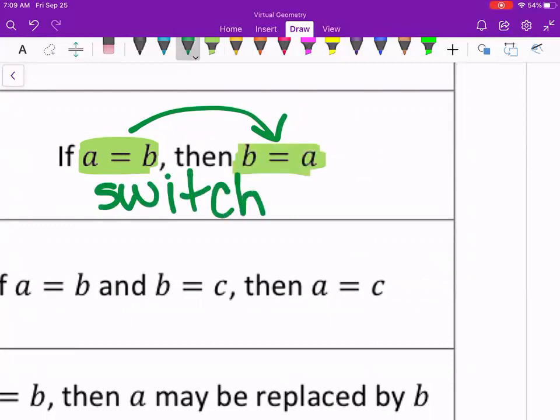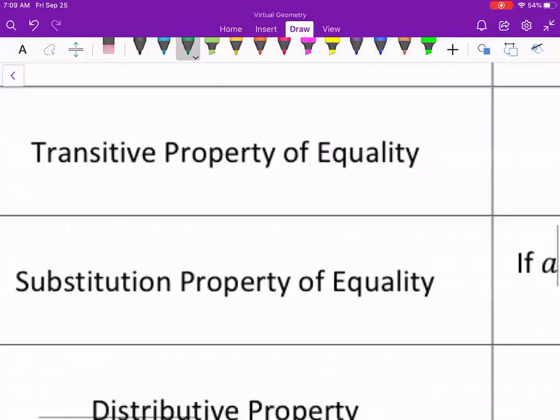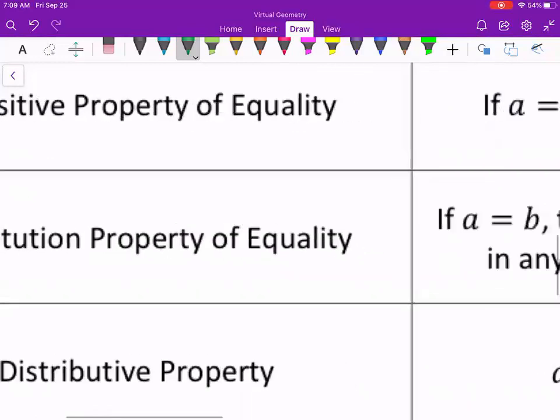Just like if I said x is equal to 5, symmetric says, oh, I can switch that and say 5 is equal to x. They just switch or change the order. Our next one down is your transitive property.